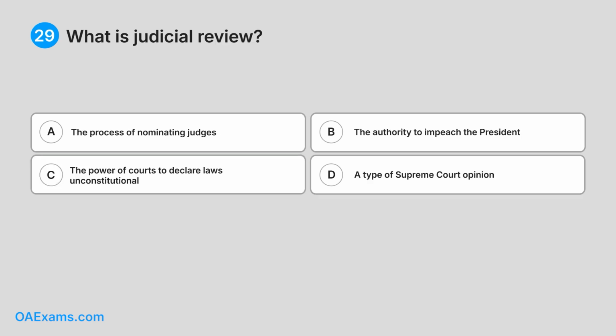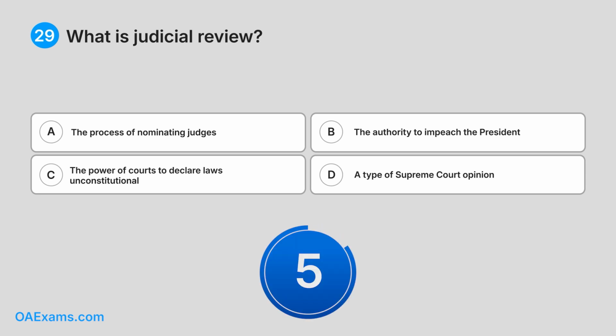29. What is judicial review? A. The process of nominating judges. B. The authority to impeach the president. C. The power of courts to declare laws unconstitutional. D. A type of Supreme Court opinion. Do you know the answer?